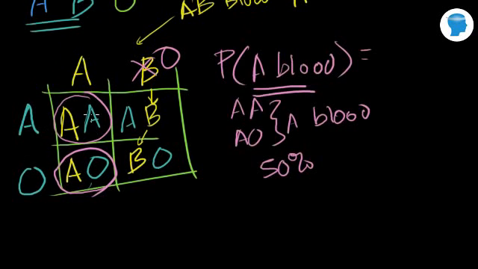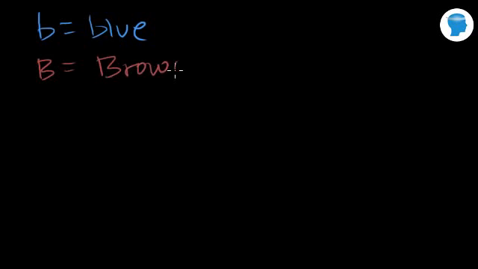And it can even be useful when we're talking about more than one trait. So let's go to our situation that I talked about before, where I said you have little b is equal to blue eyes, and we're assuming that that's recessive. And you have big B is equal to brown eyes, and we're assuming that this is dominant.